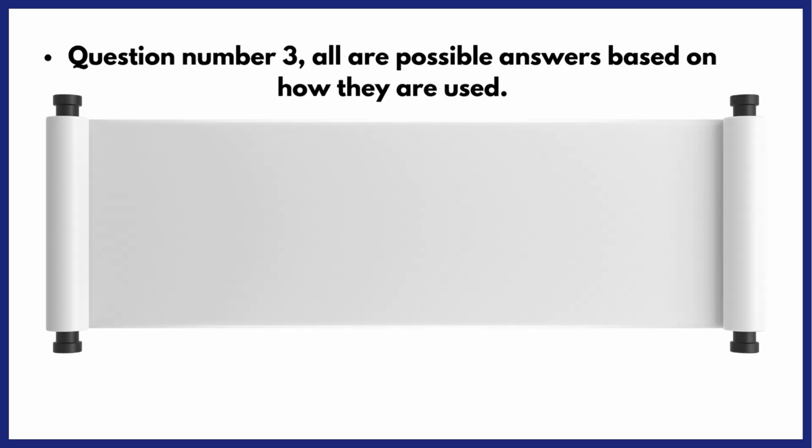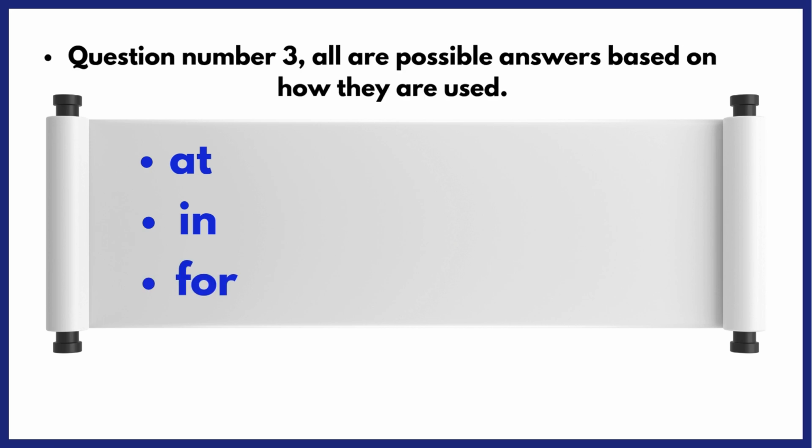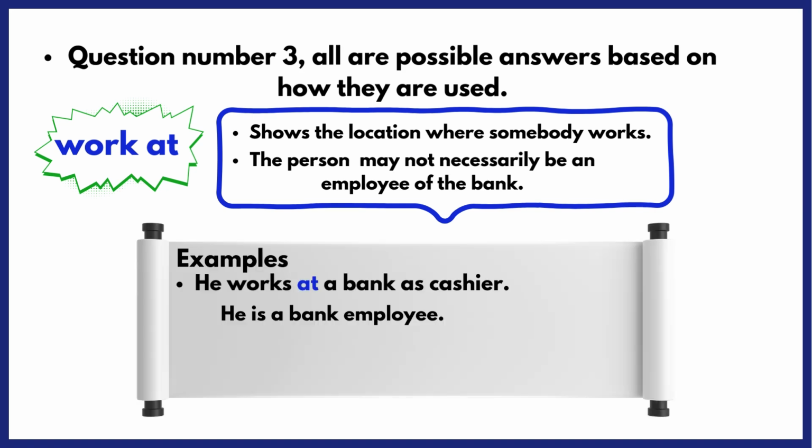The prepositions at, in, and for are possible answers based on how they are used. Work at shows the location where somebody works. The person may not necessarily be an employee of the bank. Example: he works at a bank as a cashier. That means he is a bank employee.